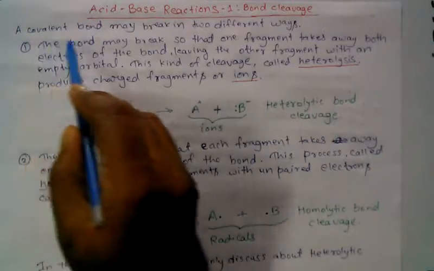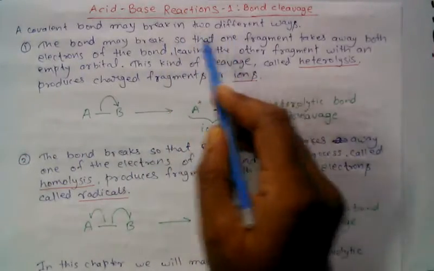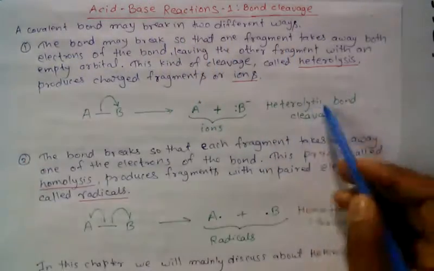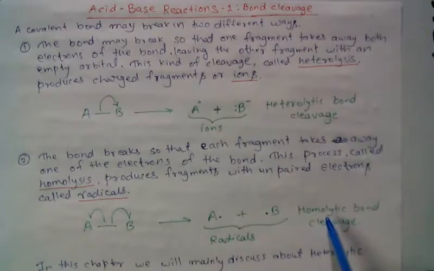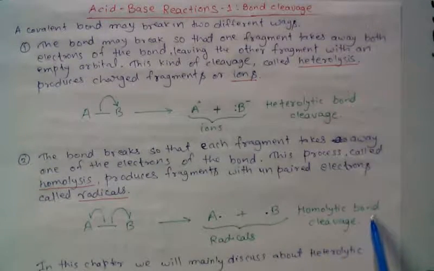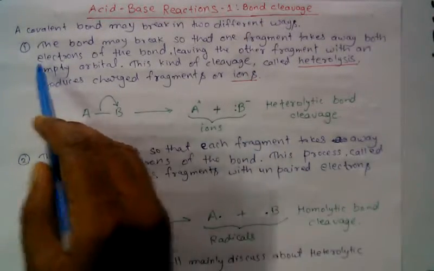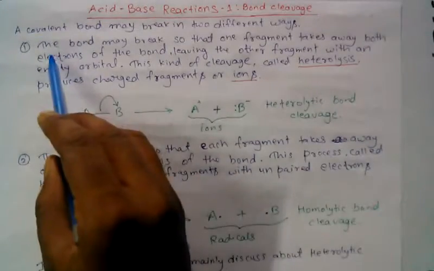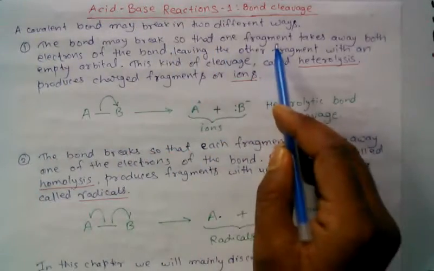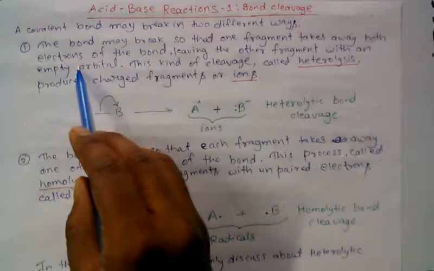A covalent bond may break in two different ways. The first one is heterolytic bond cleavage and the second one is homolytic bond cleavage. Now what are these? Heterolytic bond cleavage means the bond may break so that one fragment takes away both electrons.